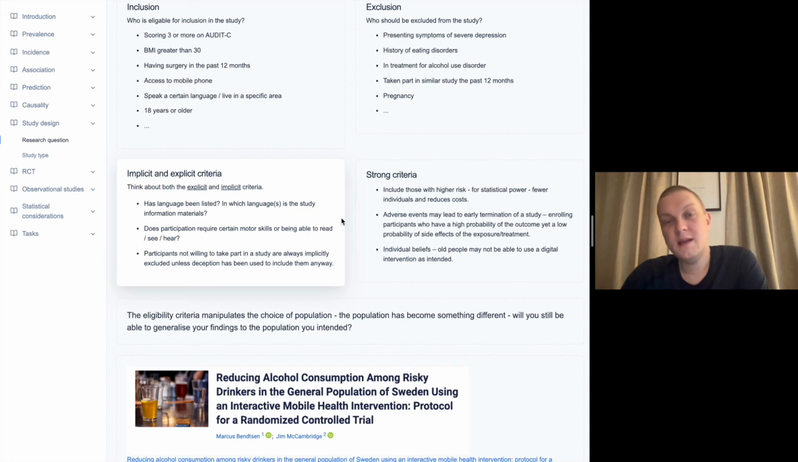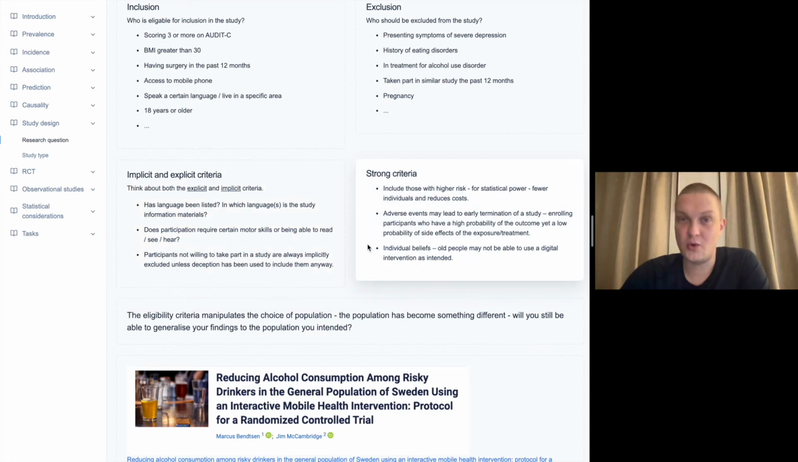It is tempting to have very strong criteria sometimes. Include only those with very high risk: it increases your statistical power, requires fewer individuals, and reduces costs. It also reduces adverse events, which may lead to termination of a study. So you only enroll participants who have a high probability of the outcome, yet a low probability of side effects of the exposure or treatment, because you don't want your study to be shut down. And then there are individual beliefs. For instance, old people might not be able to use a digital intervention as intended, and so you exclude old people.